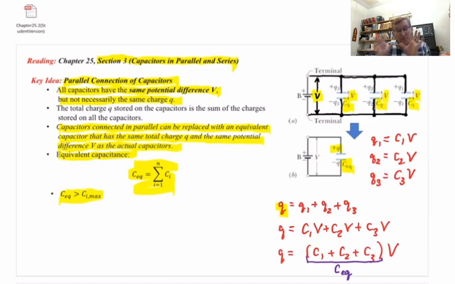You can take a parallel combination of capacitors, reduce them down to one equivalent one, and the equivalent capacitance is just the sum of the individual capacitances. Okay? So capacitors in parallel give you more capacitance overall. They add up.